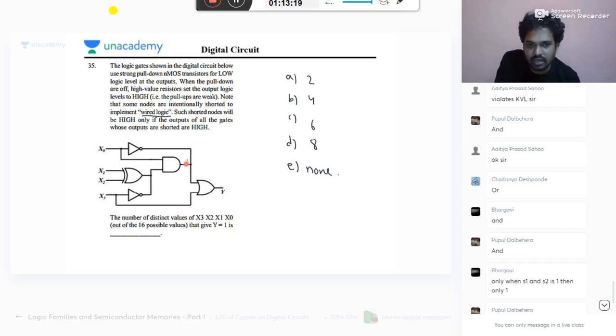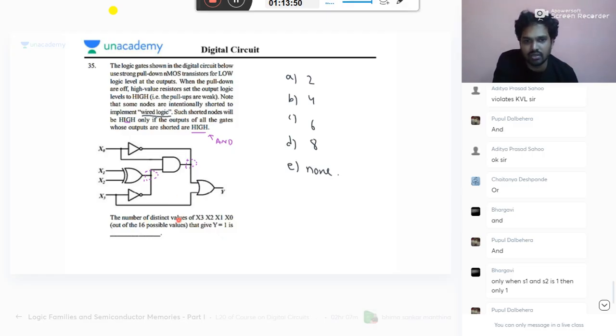This is a wired AND gate. And this is also a wired AND gate. Such shorted nodes will be high only if outputs of all gates are high. That means wired AND only. When all are high, then only high. What is the meaning of this AND gate? That's why I took AND gate. He only told that it is a wired AND gate. He will tell you that.